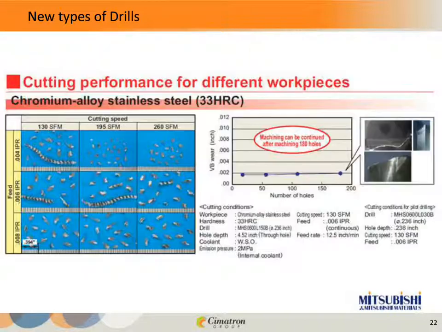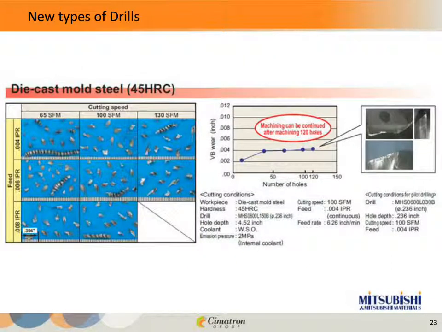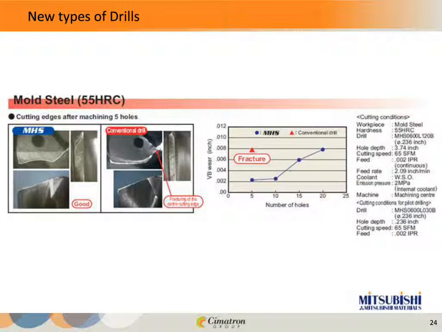This is, again, the same conditions in a chromium alloy steel. And here's one with a die-cast mold steel of 45 Rockwell. Let's see, we're looking at a .236 diameter drill, drilling 4.5 inches deep, and it's moving right along pretty good. And here's a mold steel at 55 Rockwell, and we can see, based on the number of holes, what kind of wear we're getting versus a conventional drill.